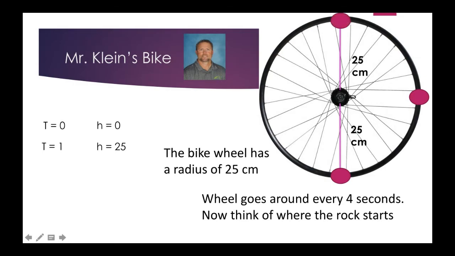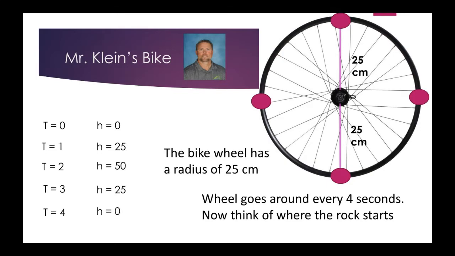Now, you are at the top. How long did it take you to get to the top? That took 2 seconds. What height are you at? You got the 25 plus the 25. You're now up to 50. And then you are here. And what happens there? Well, you are back in the middle. So at time equals 3, you're back to 25. And then time equals 4, you've gone all the way around. You are back on the ground.